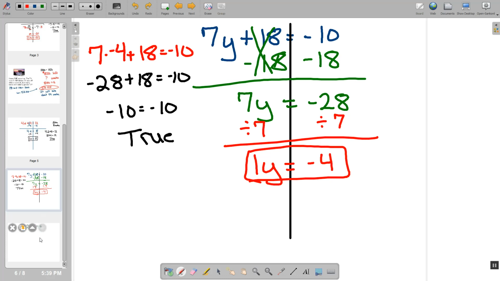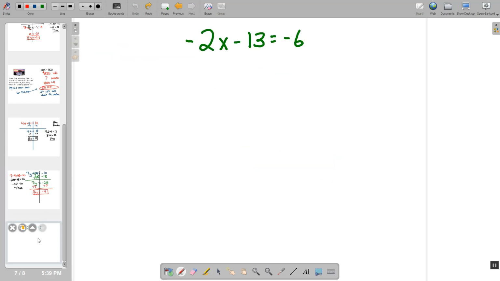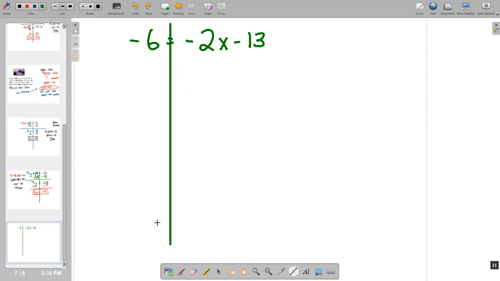Let's do one final problem. So what I have here is negative 2x minus 13 equals negative 6. But I want to do something a little bit different. I'm going to take this negative 6 and I'm going to move it to the left side. So the equation is still the same, but it's going to feel just a little bit different because now the variable is on the right side instead of the left.